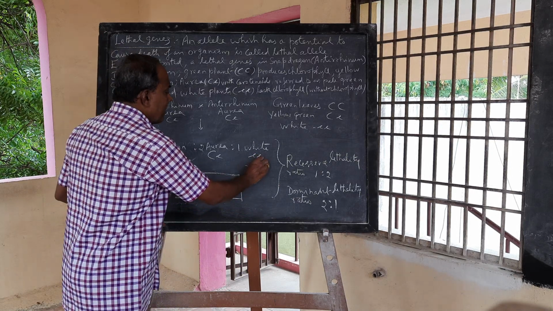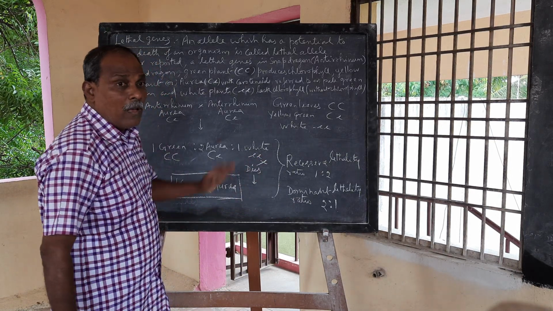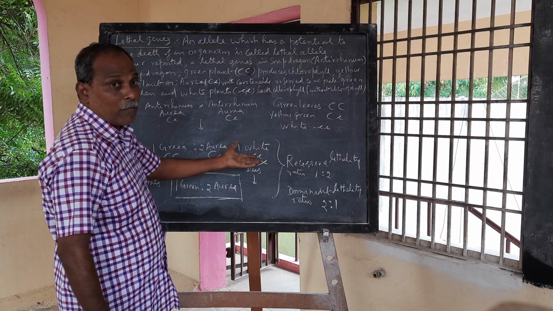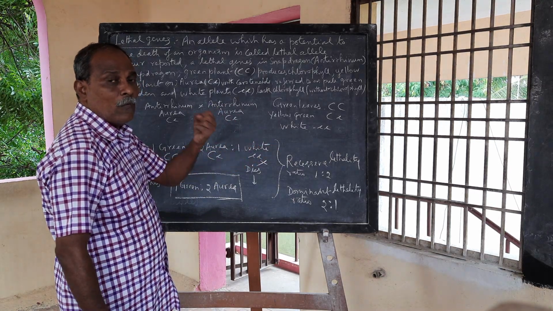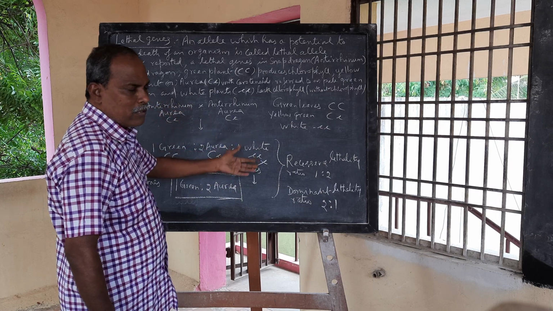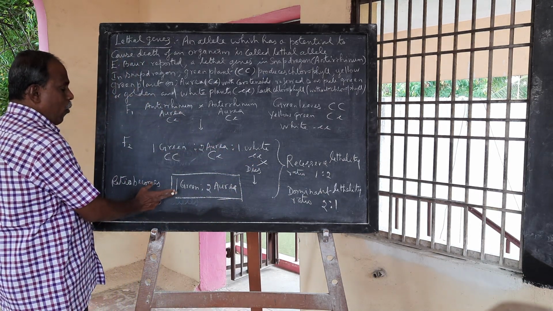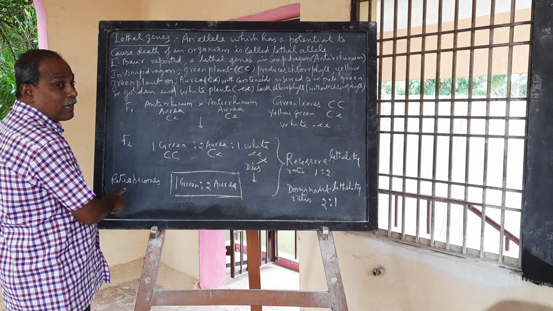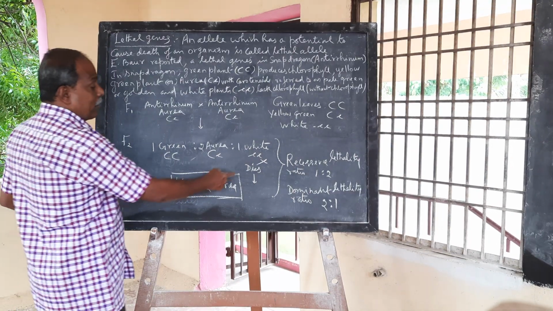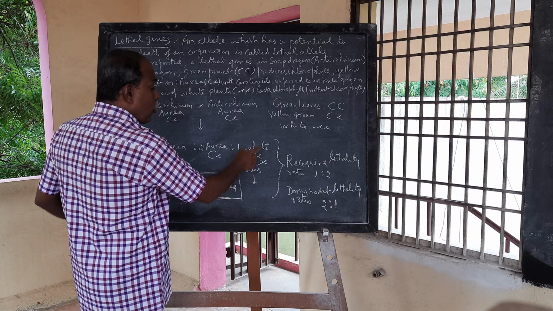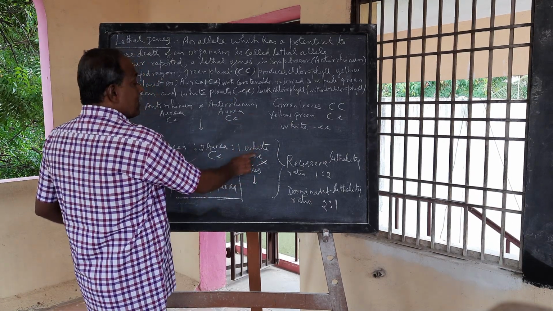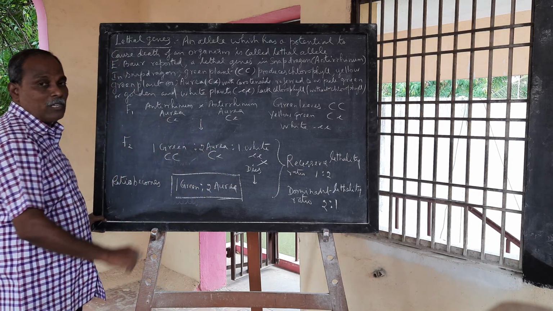Now this plant dies in the young stage itself. Why? Because there is no chlorophyll development. It cannot be able to produce food. So it dies in the seedling stage itself. So the ratio becomes 1 green to 2, 1:2. This is what kind of lethality? Recessive lethality. Recessive genes in homozygous condition cause death of the individual. Such genes are called recessive lethal genes.